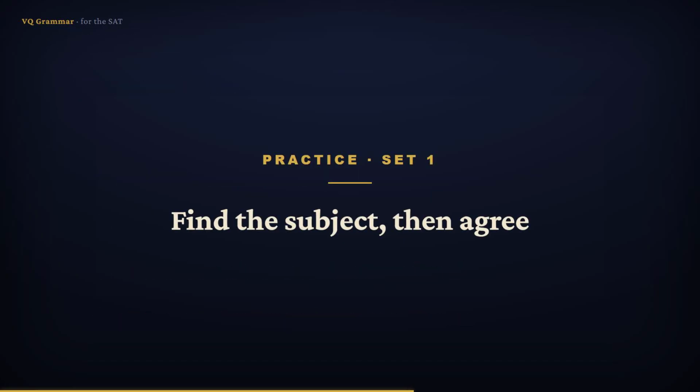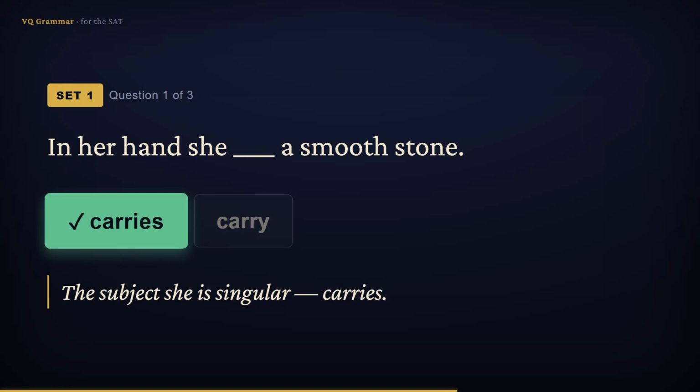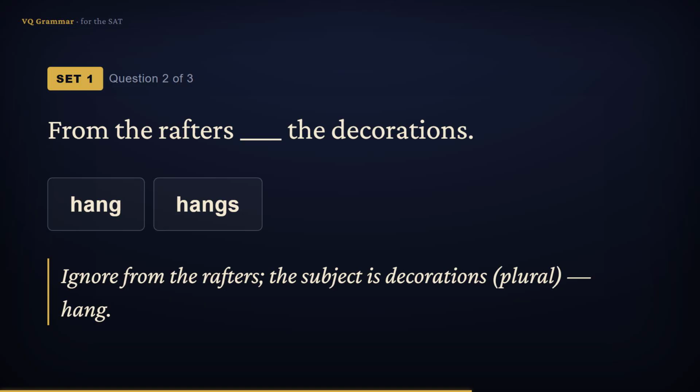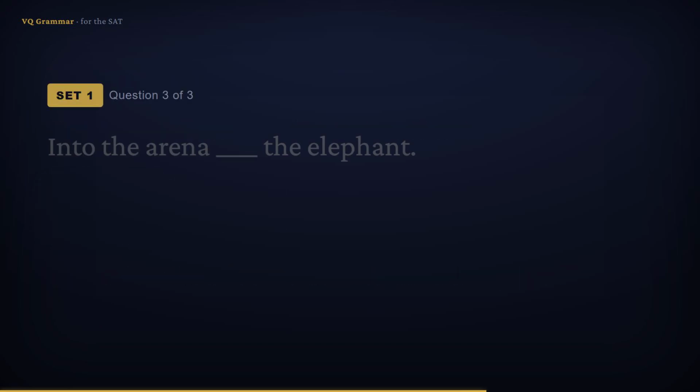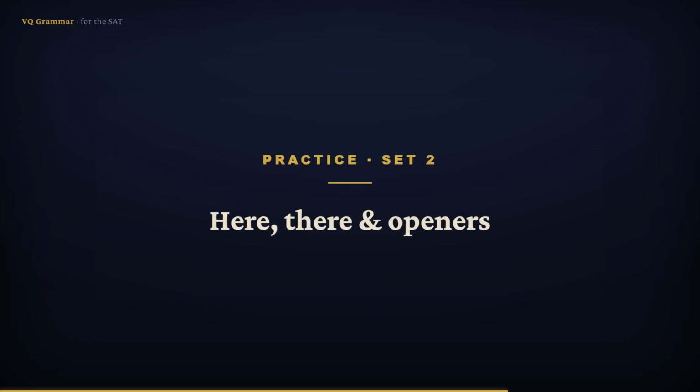Let's practice. In each inverted sentence, find the subject after the verb, then choose the verb that agrees. Pause and try each. In her hand, she blank a smooth stone. The subject is she, singular, so carries. So, carries. From the rafters, blank the decorations. Ignore from the rafters. The subject is decorations, plural, so hang. So, hang. Into the arena, blank the elephant. The subject is elephant, singular, so ambles. So, ambles.